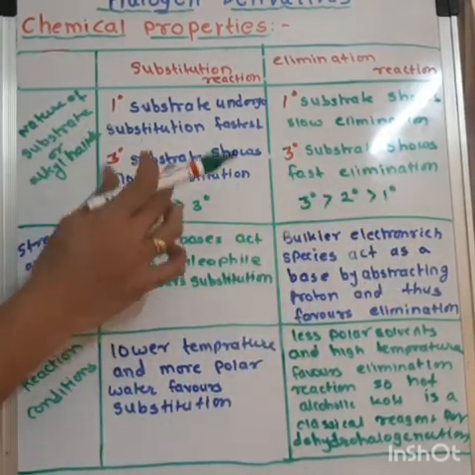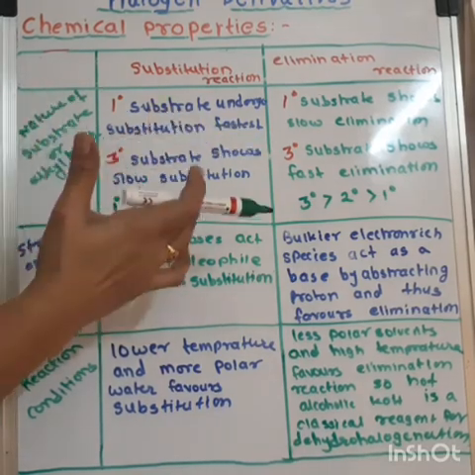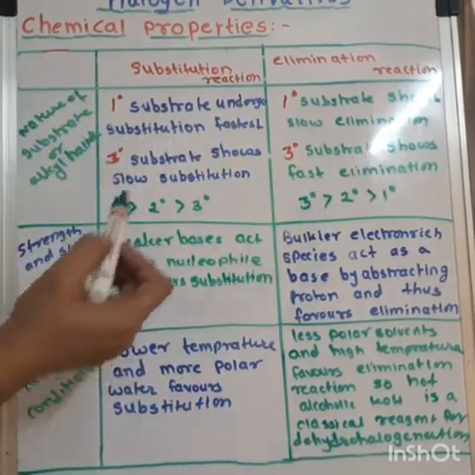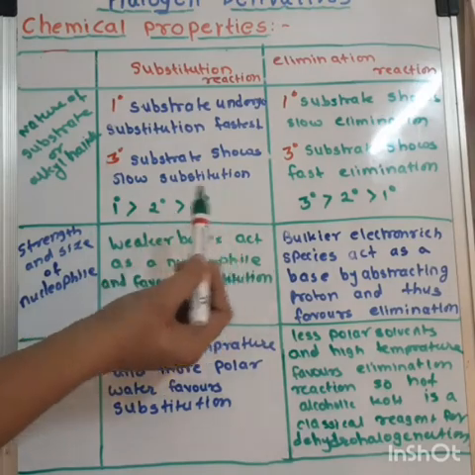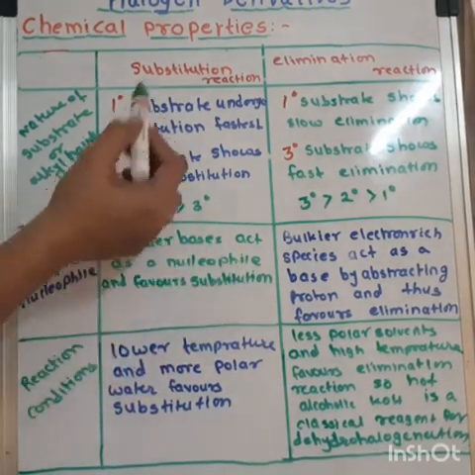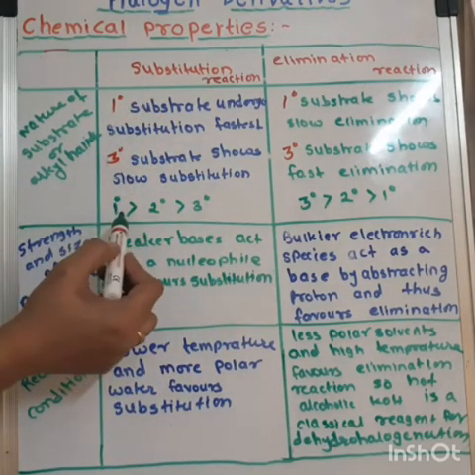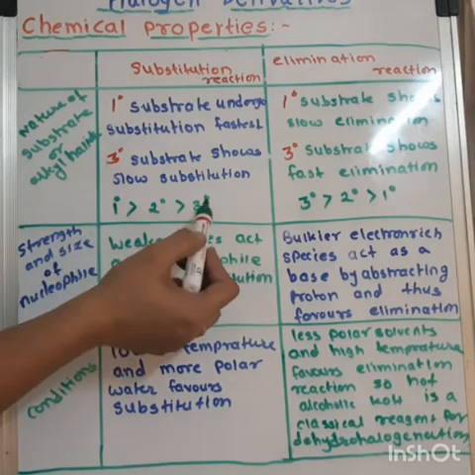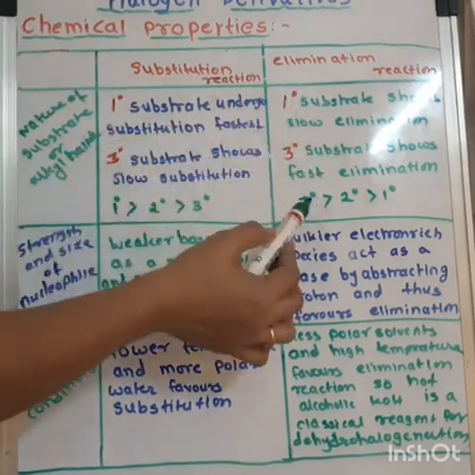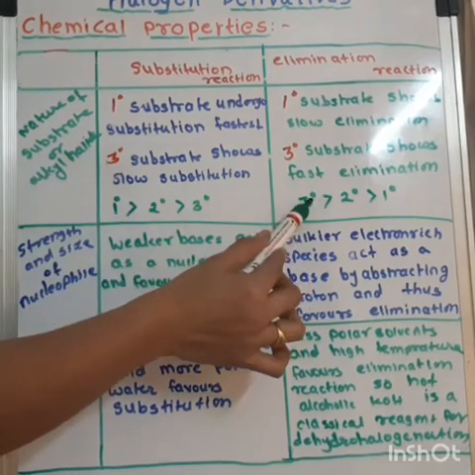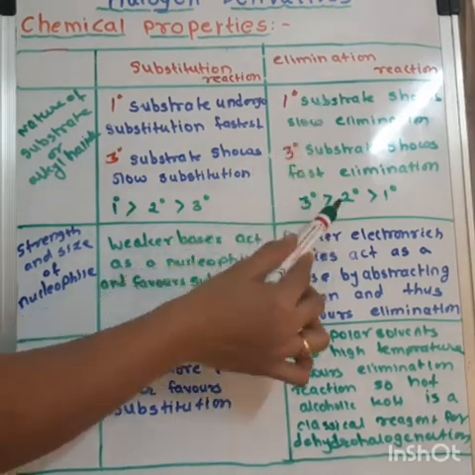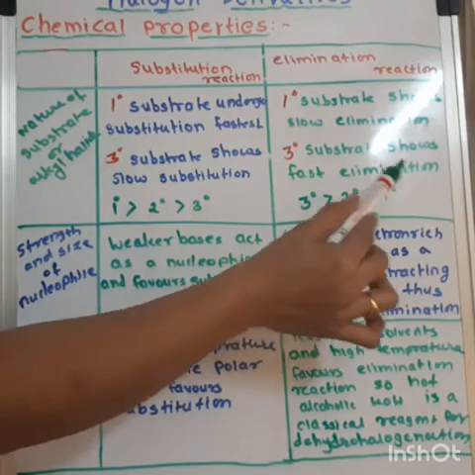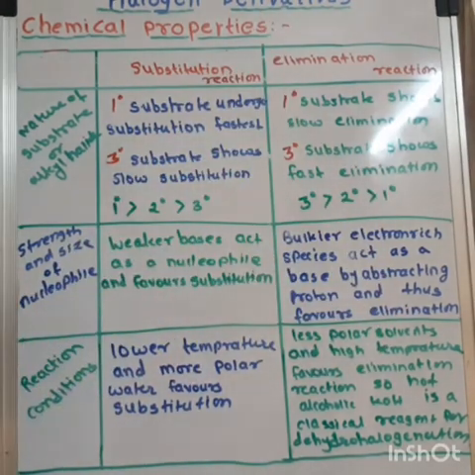So the order of showing substitution or elimination for primary, secondary or tertiary substrates is: in substitution reactions, primary alkyl halide is fastest, then secondary and then tertiary. In elimination reactions, tertiary alkyl halide shows fast elimination, then secondary, and then primary alkyl halides.